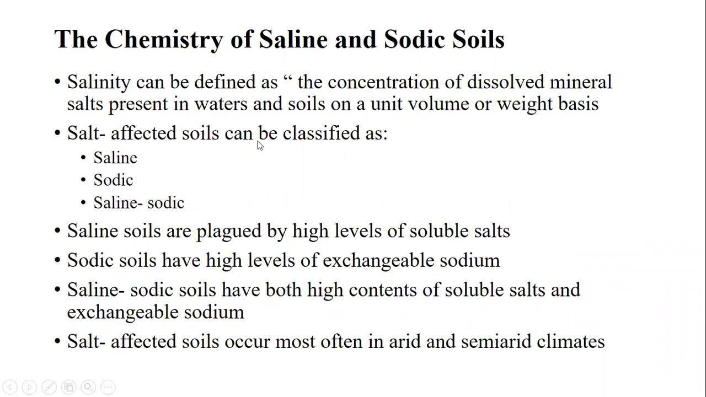Salt-affected soils can be classified as saline, sodic, or saline-sodic. So we have three different types of salt-affected soils, soils that have a salinity problem. They have a salt problem. They can be either saline, sodic, or saline-sodic. Saline soils are plagued by high levels of soluble salts. Plagued means they have a problem. Their problem is high levels of soluble salts.